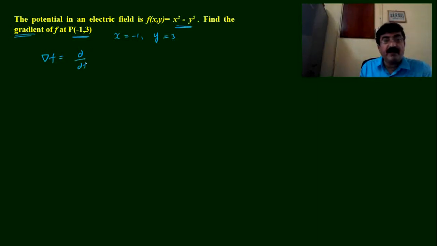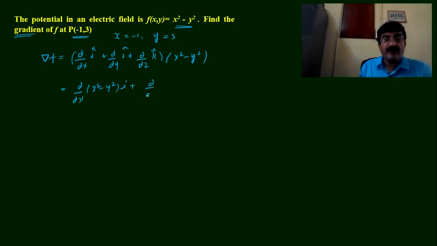First you write the del operator. This is the del operator: dou by dou x i plus dou by dou y j plus dou by dou z k. Actually I should put a cap on each of these, but somehow I avoid it, but even otherwise there will be no problem. It is understood, it stands for unit vector. Into the function, that is x square minus y square. So that is equal to dou by dou x of x square minus y square i plus dou by dou y of again x square minus y square j plus dou by dou z of again x square minus y square k.